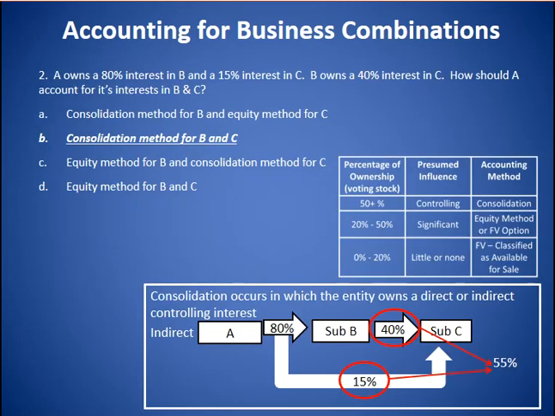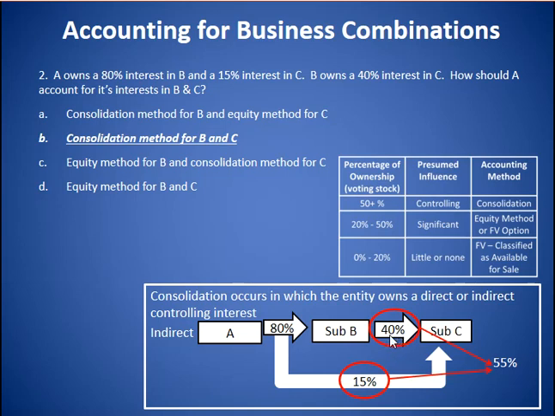Okay, number 2. How should A account for its interests in B and C? And the answer is B, consolidation method for B and C. And I've reproduced the percentage of ownership and presumed influence and accounting method from one of our previous slides, so that gives you some point of reference. But here we can take a look at the consolidation process and the percentages. Here we have parent A, sub B, and sub C. We know we own an 80% interest in B and a 40% interest in C.